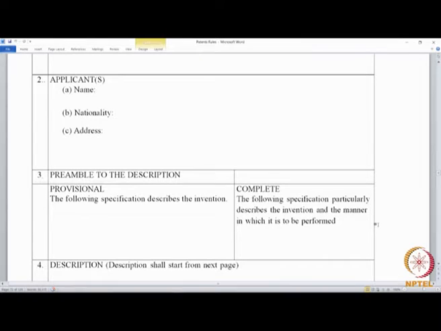Whereas in a complete, it will start with the preamble: the following specification particularly describes the invention and the manner in which it is to be performed. Now, this is a very subtle difference, but this is what the form mandates. So, from the beginning statement, from the preamble, you should be able to say whether it is a complete or a provisional.